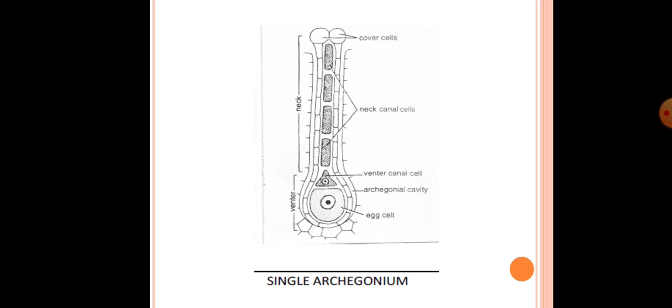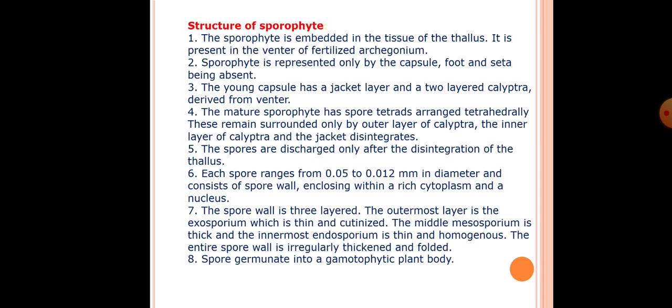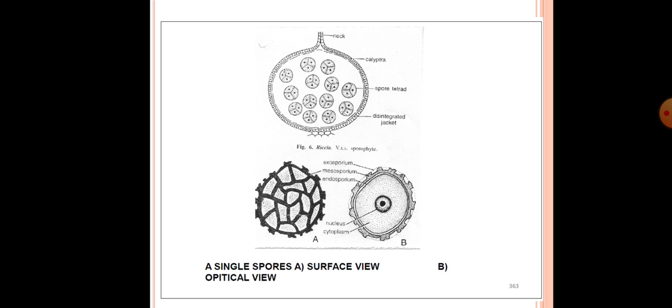So this is the archegonium. After fertilization, in the place of this venter, the sporangium, that is sporogonium, is formed. Here we see the structure of sporophyte or sporogonium. This is the diagram for sporogonium. Here foot and seta are absent in Riccia, while in other bryophytes foot and seta are present with capsule. Here only the capsule is present and foot and seta are absent.